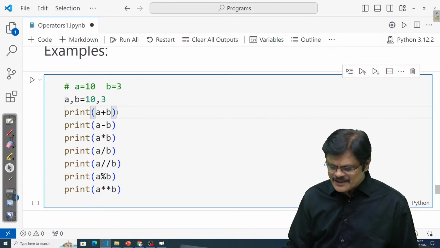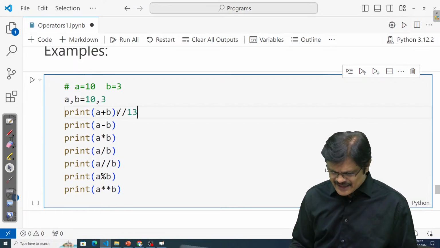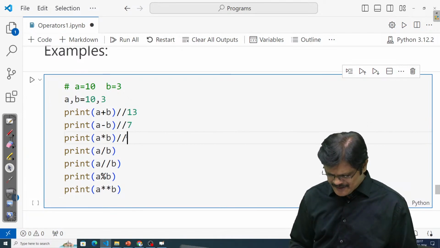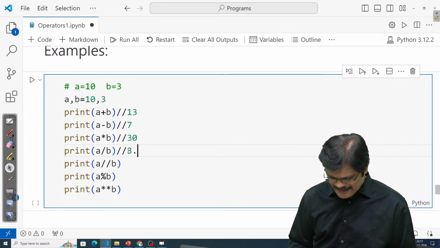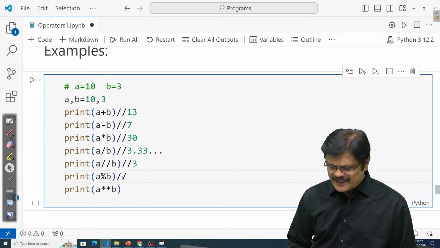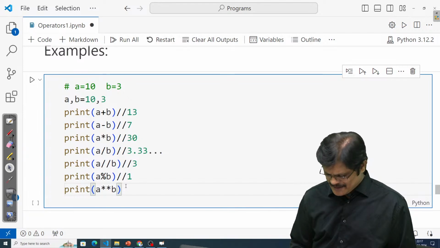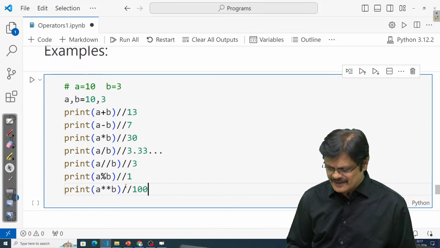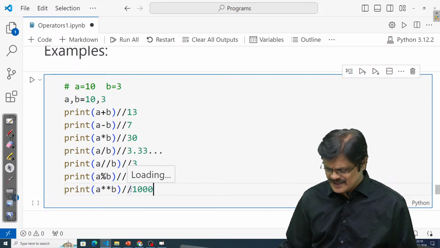Now you can check the answers. What is 10 plus 3, my dear friends? It is 13. What is 10 minus 3? It is 7. What is 10 into 3? It is 30. What is 10 by 3? 3 point something you're going to get, 3.33 something. And it is floor division, which gives you 3. And remainder is 1. And 10 power 3, that is 1000, 10 into 10 into 10, 3 times.